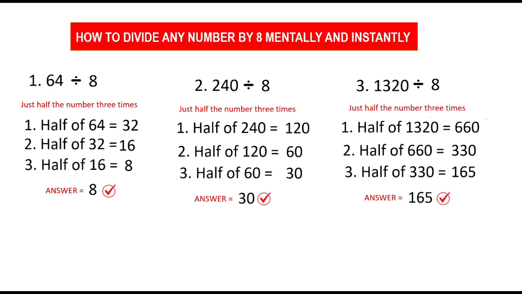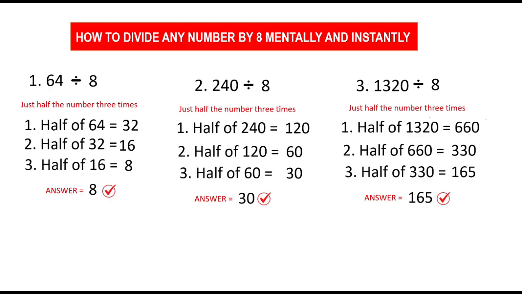So the idea behind this particular trick is the fact that 8 is the same thing as 2 raised to power 3. That is 2 times 2 is 4 times 2 is 8. That means 2 in 3 places gives you 8. So when you are dividing a number by 8, instead of stressing yourself, all you have to do is divide that number by 2 3 times, because 2 raised to power 3 gives you 8.